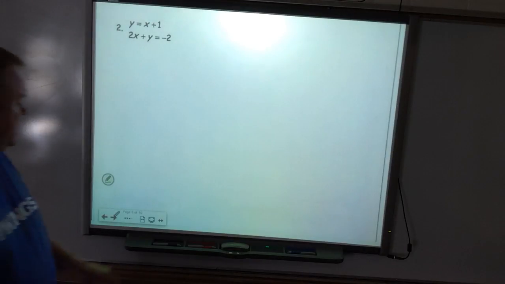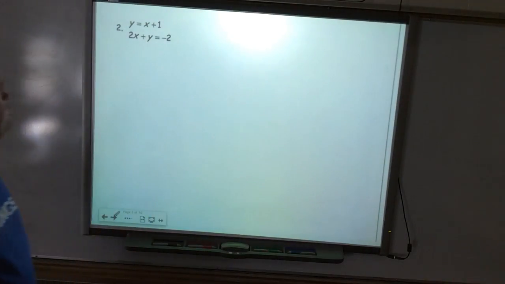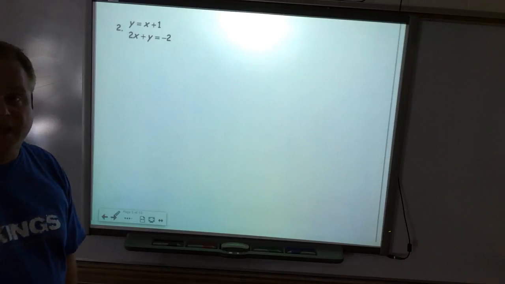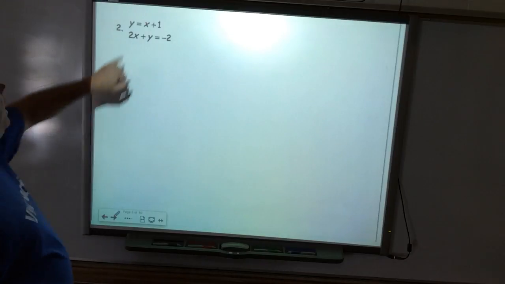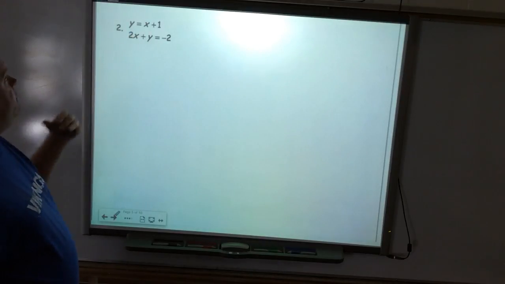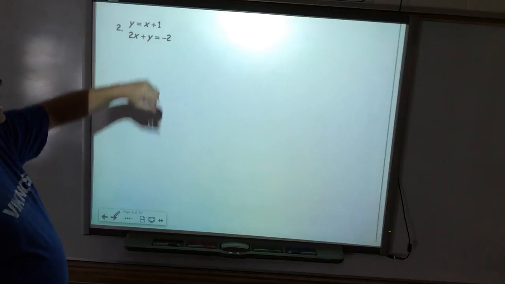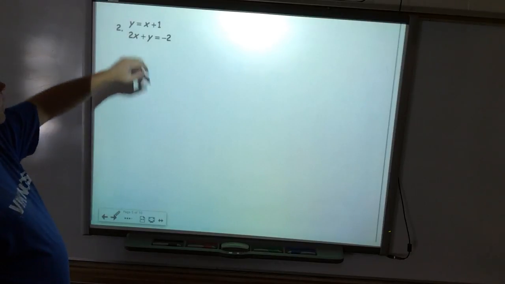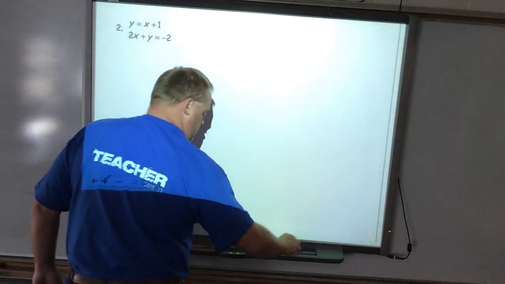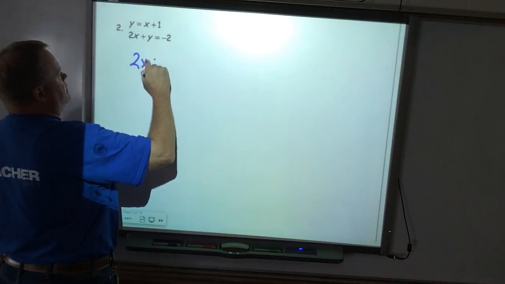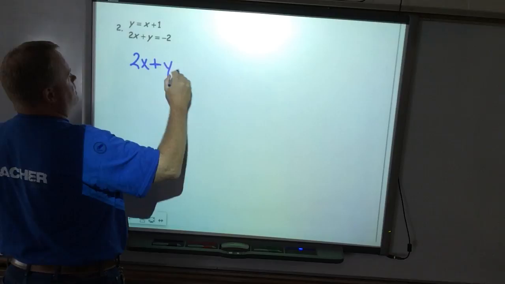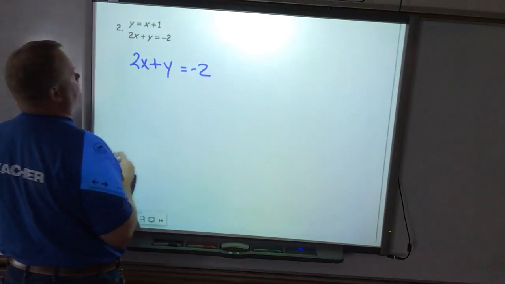I have y equals x plus 1 and 2x plus y equals negative 2. All right, so what I notice here is that I have a y by itself already. I don't really have to struggle. I have it by itself. So I can go ahead and start with the other equation. And that other equation is 2x plus y equals negative 2.